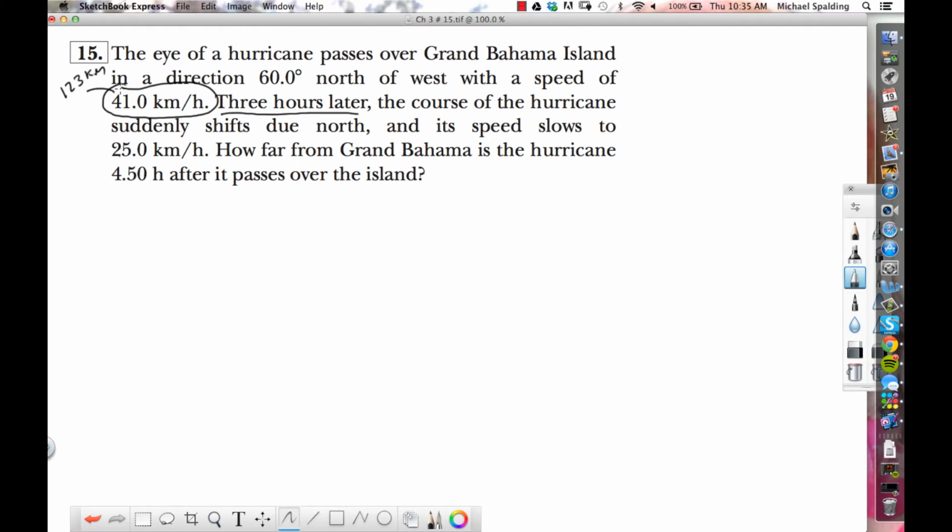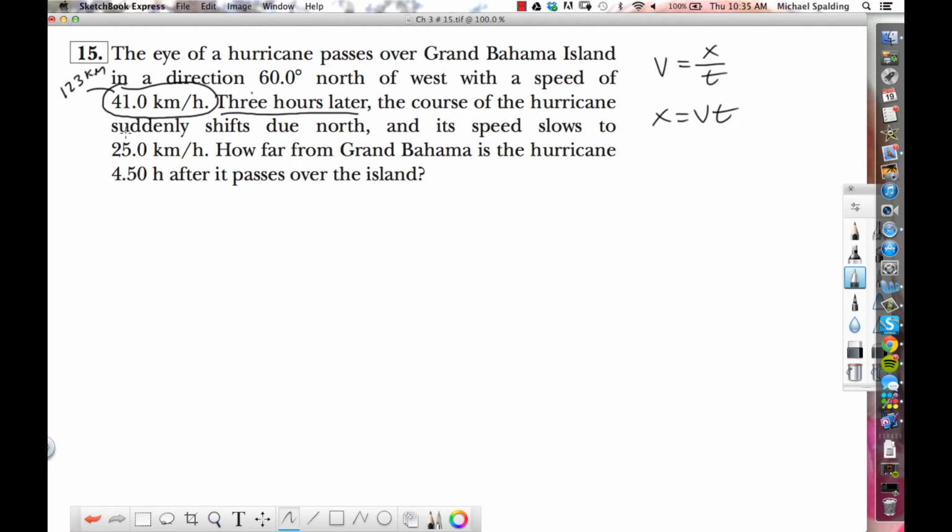Does that make sense? If you like equations, the equation I'm using to figure this out: velocity is displacement over time, so displacement is velocity multiplied by time. So 41 times 3. All right, now this one here.